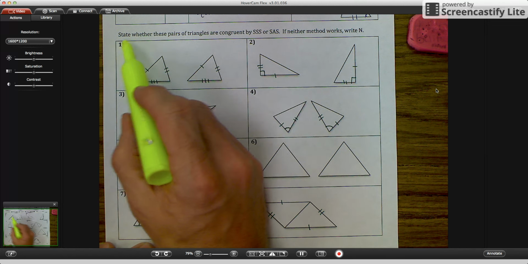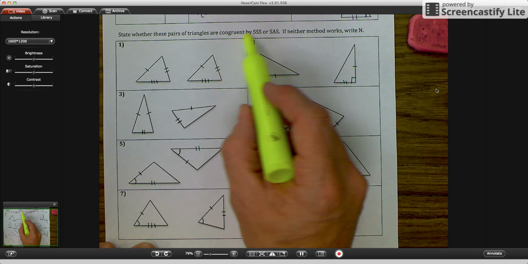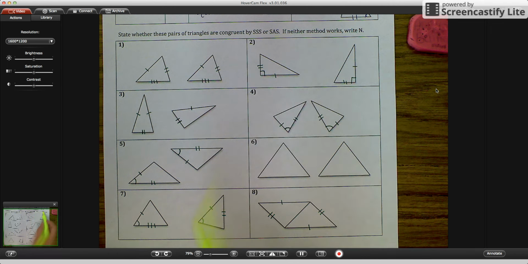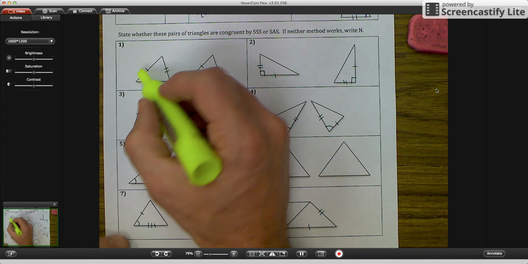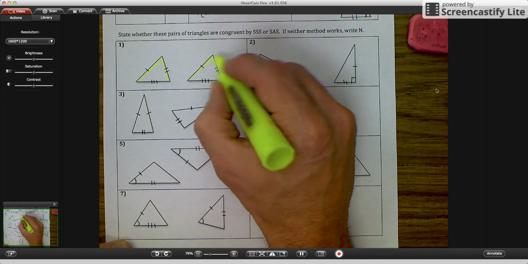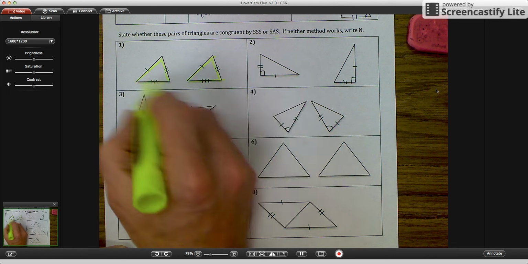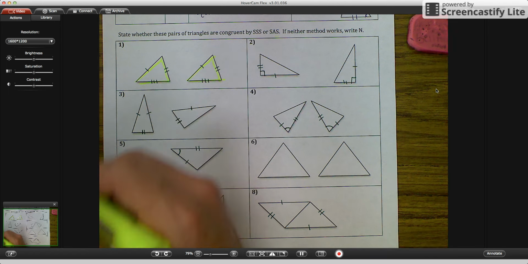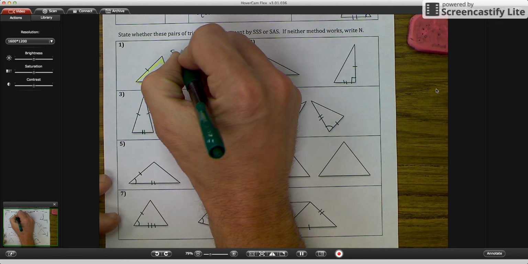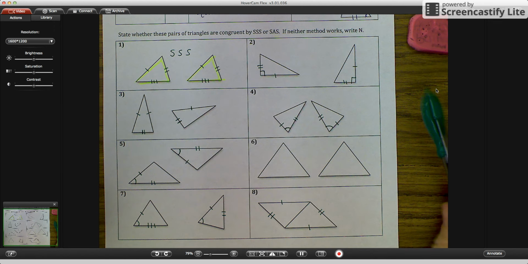And it says state whether these pairs of triangles are congruent by SSS or SAS. If neither method works, write N. So I'm going to look at the first one and I'm going to say I have 3 sides. 1 pair of sides, 2 pair of sides, 3 pair of sides. So this is congruent by side, side, side. And that's all you have to do.